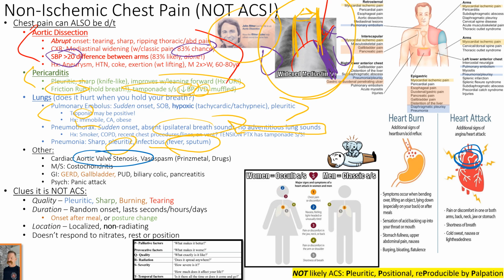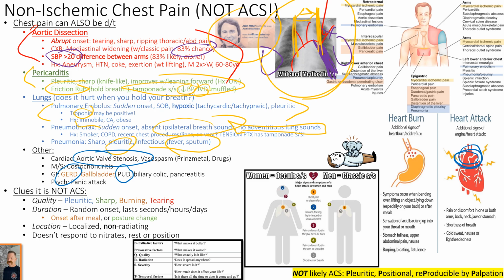That can put them at risk. Musculoskeletal reasons, they have costochondritis, they slept weird, right? That could cause muscle spasm, cause chest pain. GI-wise, they might have some GERD, right? Gastroesophageal reflux disease, peptic ulcer disease. We'll touch base on these when we talk about GI.